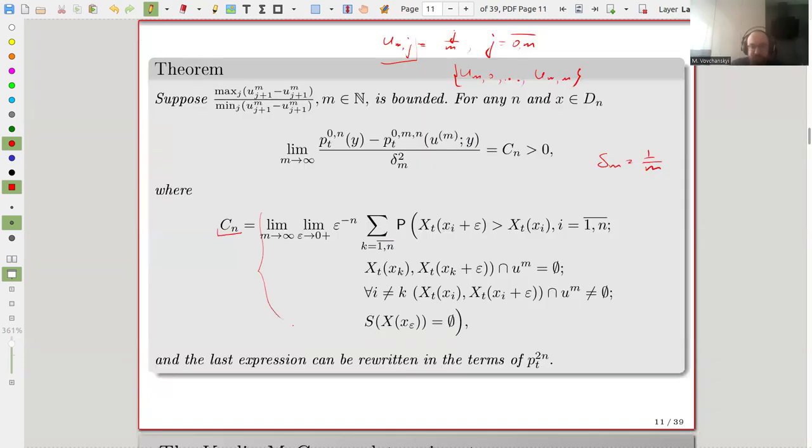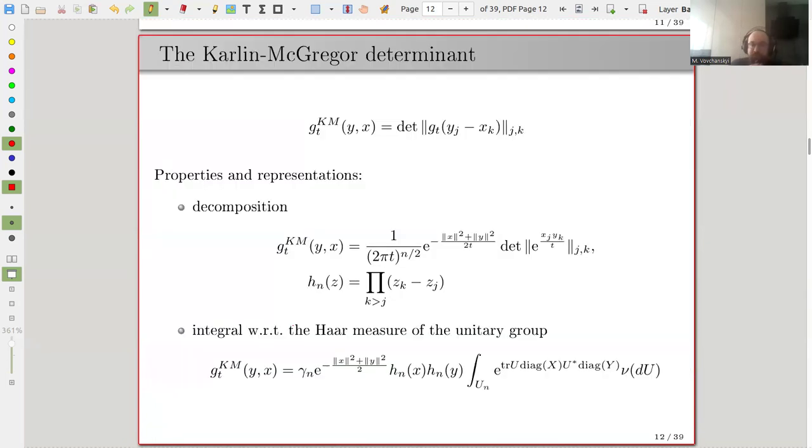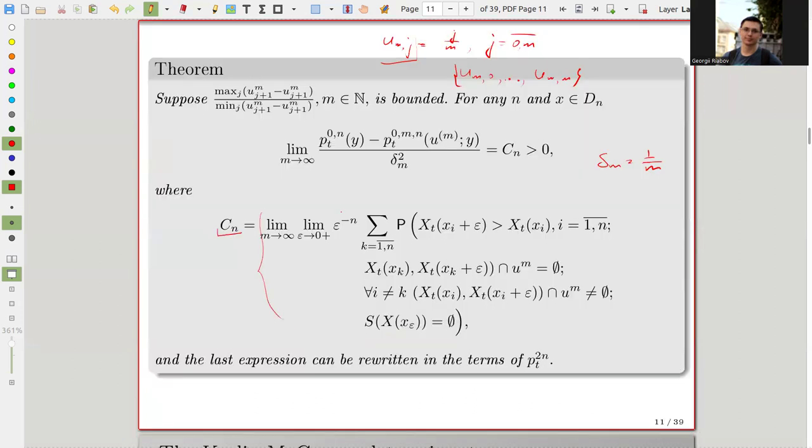So my idea today is to discuss the analog of this theorem, but in the case where the drift is non-trivial. I'm sorry, what is your assumption on the partitions? Here, simply this. It simply means that we cannot get a situation where we have one large gap and many small ones. So maybe there is u_m^j minus u_m^{j+1} or something like that. Yes, you're right. Okay. Thank you.